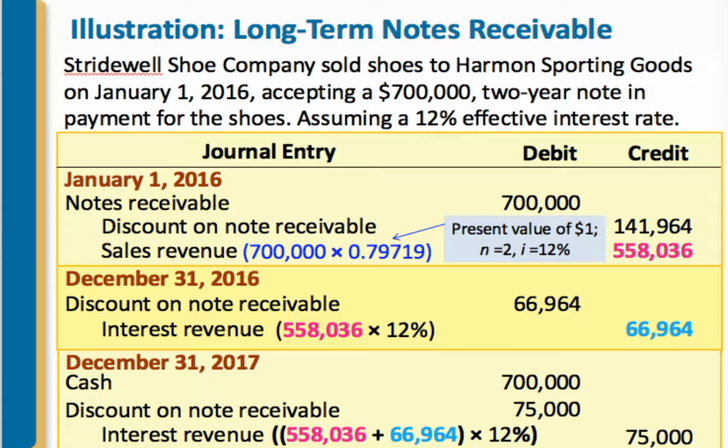At that point, the book value of the note, sometimes called the carrying value or the carrying amount, is the full $700,000, and that is the amount of cash that is going to be collected at that point in time. The effective interest rate stays the same over time, but interest revenue increases as that rate is multiplied by a receivable balance that is increasing over the life of the note. This is an application of the effective interest method by which we calculate interest revenue or interest expense by multiplying the outstanding balance of a long-term receivable or liability by the effective interest rate.